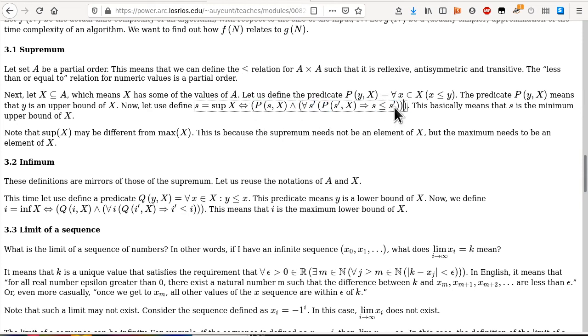So the additional part is saying whatever S that we talk about over here has to be less than or equal to S prime, which is the thing that we are evaluating right now. So this entire part is really just a fancy mathematical way to say that S is as small as it can be, but still being the upper bound of X. Is that making any sense?